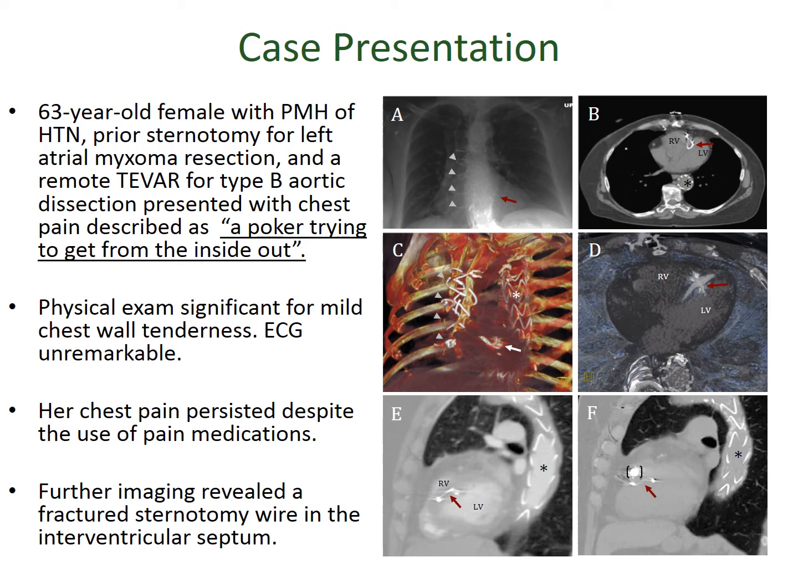Figure C is a virtual reconstruction of chest CTA in sagittal oblique plane, revealing sternal non-union. Here again, gray triangles are fractured sternal wires, and the arrow points to the migrated wires, and the TEVAR stent is marked by asterisks. Figure D is a virtual reconstruction of the chest CTA axial plane, revealing the wire fragment location in the interventricular septum, extending to the RV apex.